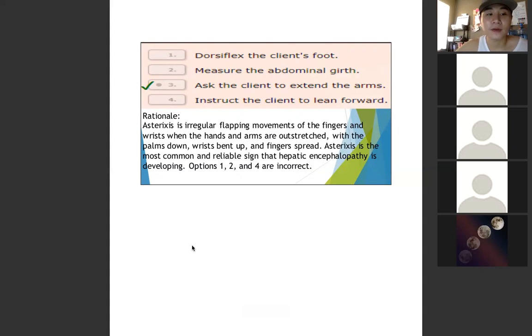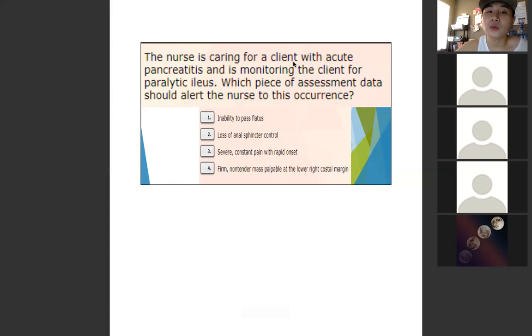Next, the nurse is caring for a client with acute pancreatitis and is monitoring the client for paralytic ileus. Which piece of assessment data should alert the nurse to this occurrence? So what is paralytic ileus? It's basically there's no movement, no peristalsis contraction happening. There's no contraction of the bowel. No movement of the stool. So what would we assess?